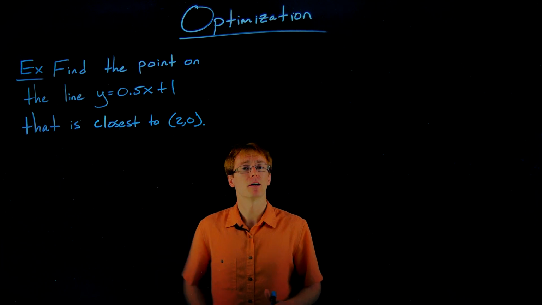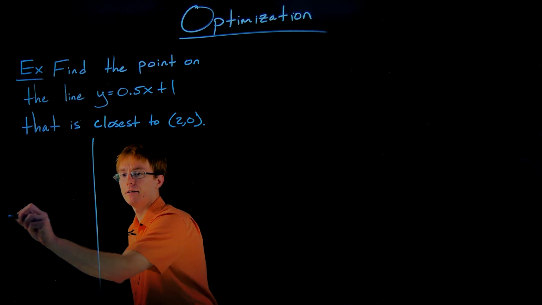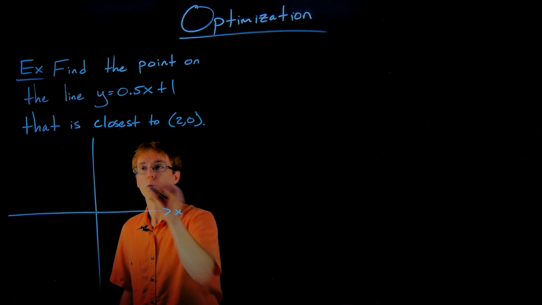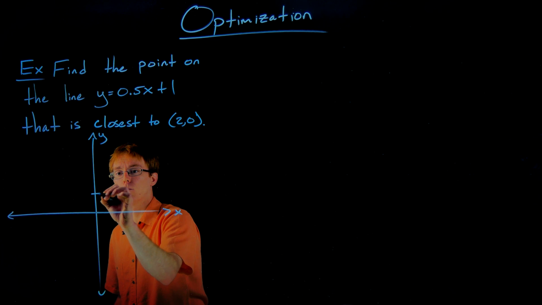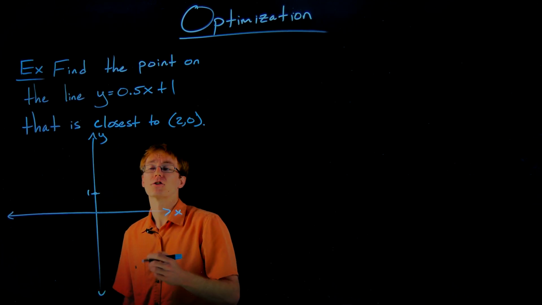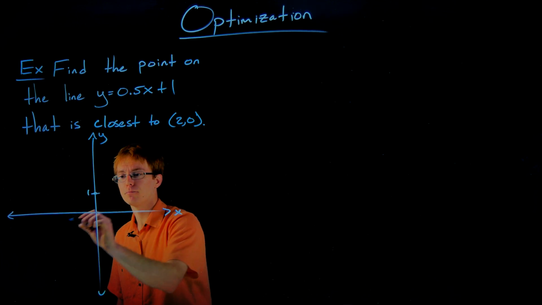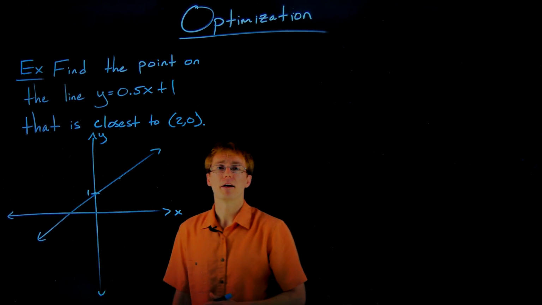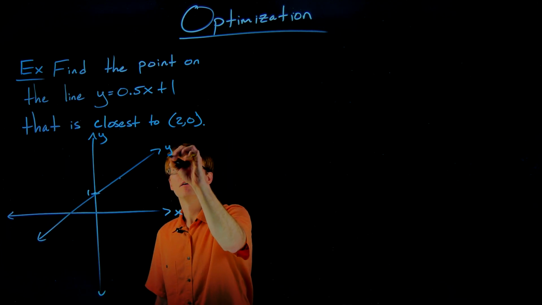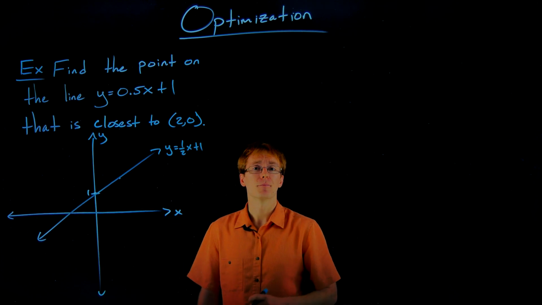But here we can just jump right in and maybe try to draw a picture. So we have this line, y equals 1/2 x plus 1. That's just going to be a straight line with a y-intercept of 1 and a slope of 1/2. So for every 1 we go up, we go over 2. And so our line, y equals 1/2 x plus 1, is going to look something like this.